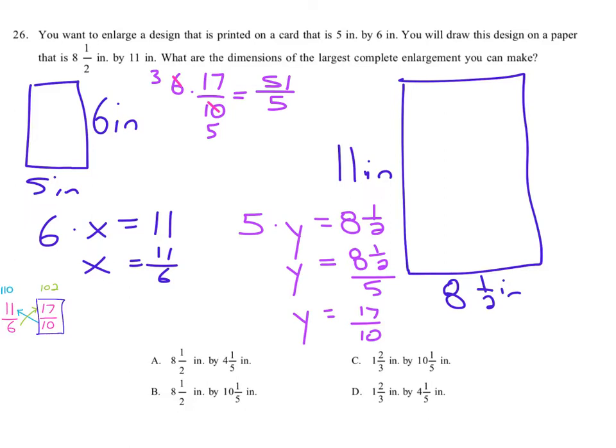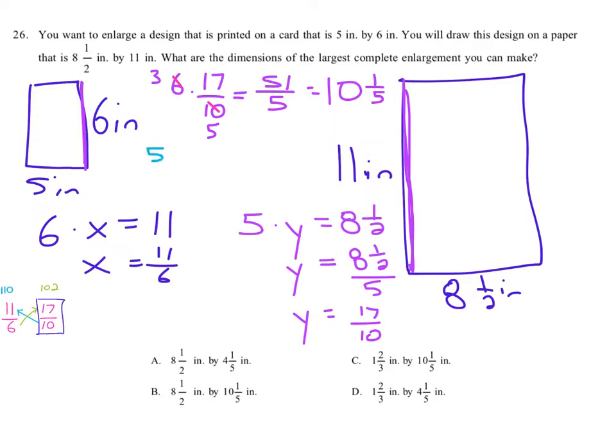I'll talk about that in a second. But actually, if you simplify this by saying how many times does 5 go into 51, it goes in 10 times. How many are left? 1/5. So we could scale this side, that 6 side, up to be this side, but not quite that full height. We can only go up to 10 1/5 inches.